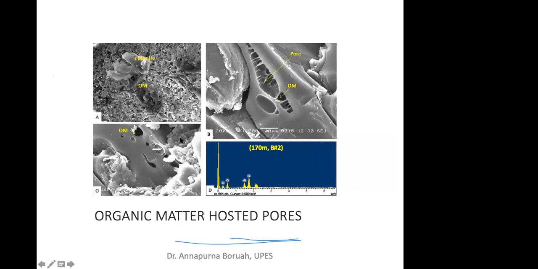And why I am showing this integrated with the geochemical study, because organic matter, as I told you earlier, kerogen with respect to thermal maturity, it can host some pores also. So as the organic matter gets more temperature, it gets more maturity, then there will be some pore development in the kerogen microstructure. And that microstructure can hold hydrocarbon also. Here you can see some organic matter hosted pores, and here pore is developing due to dissolution of organic matter.